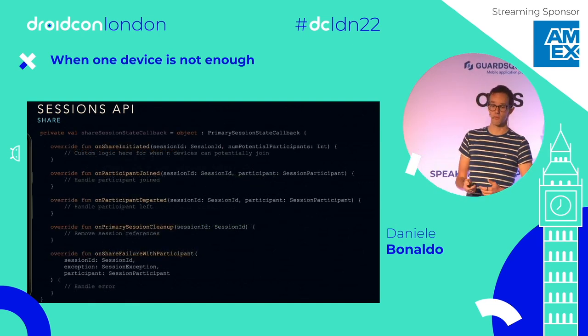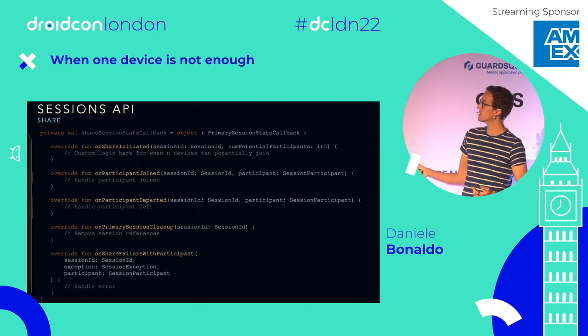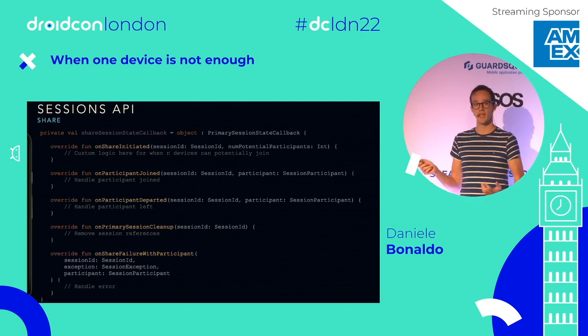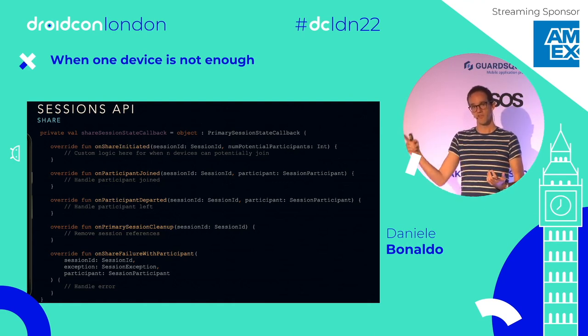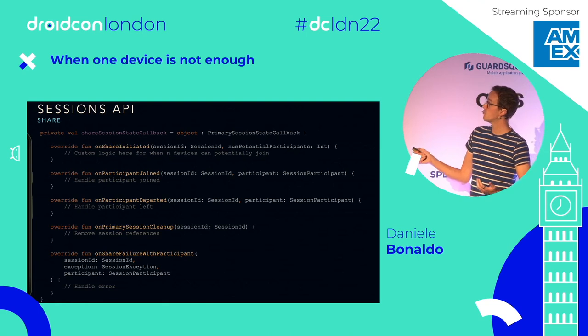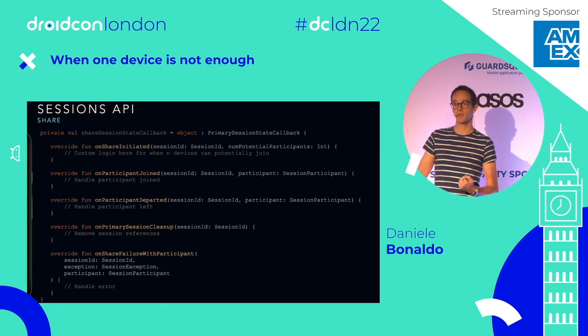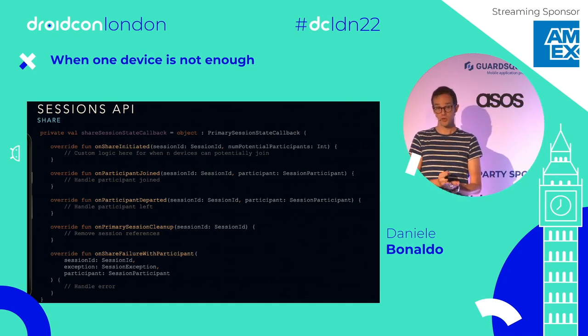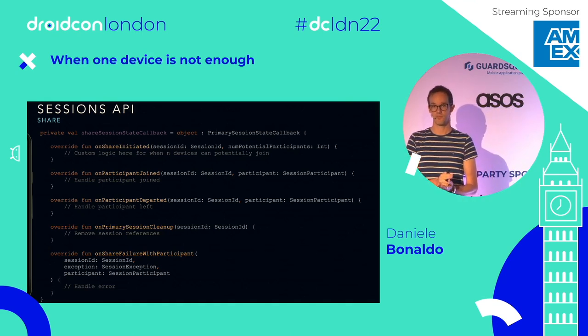Because here in the callback, you have, for example, when a participant joined. This is basically a callback that you're going to receive every time a connection is accepted from a secondary device. The idea here is that once you have this participant, you keep an instance of it, and you immediately send them the current representation of the session.